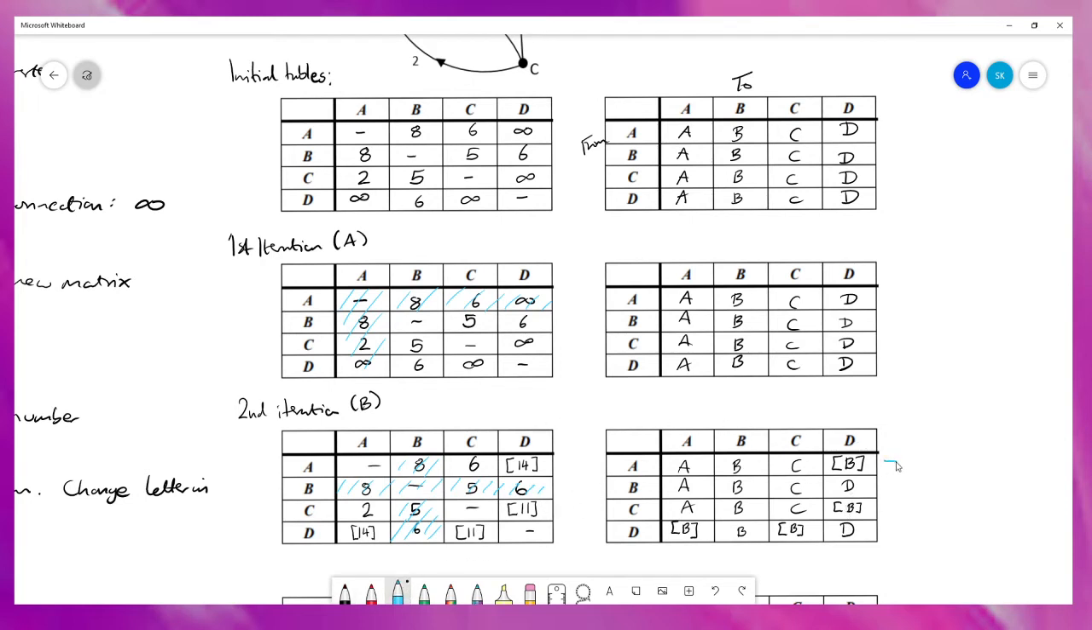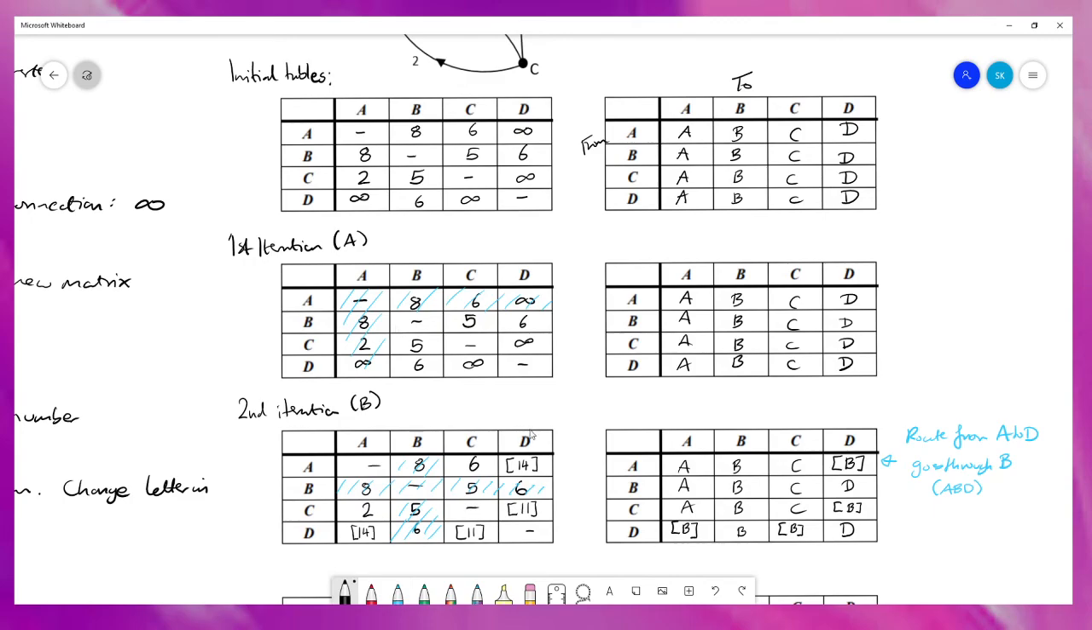What this means is that the route from A to D goes through B. Okay, and at the moment, we can go, okay, we're going from A to D, so it's A to B, so we'll look at B, and then to get from B to D, you go to D. So it's currently, the route is A, B, D. And the same thing's true of these other entries we've changed.